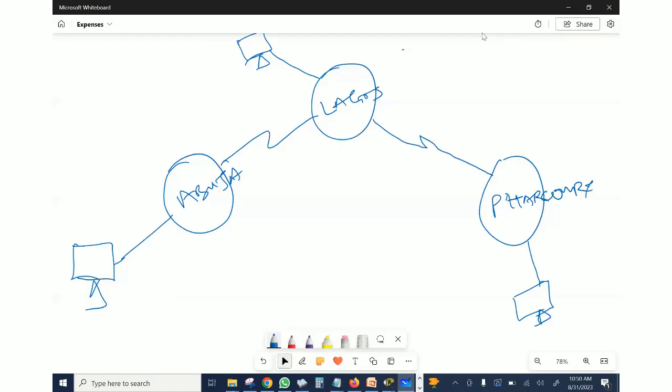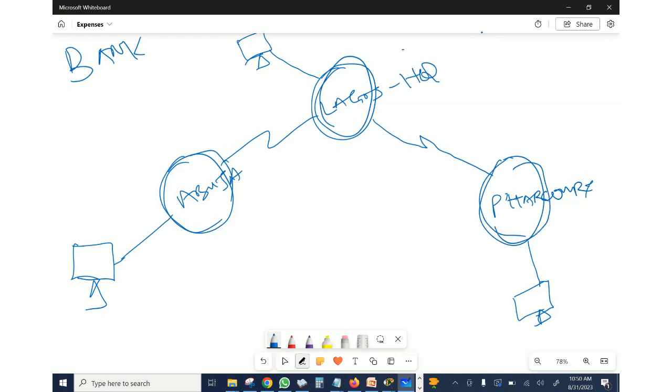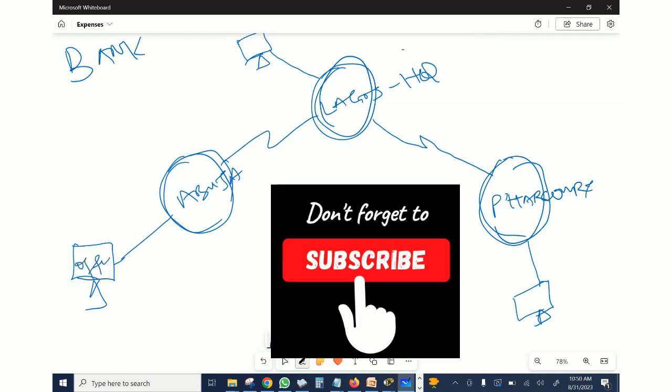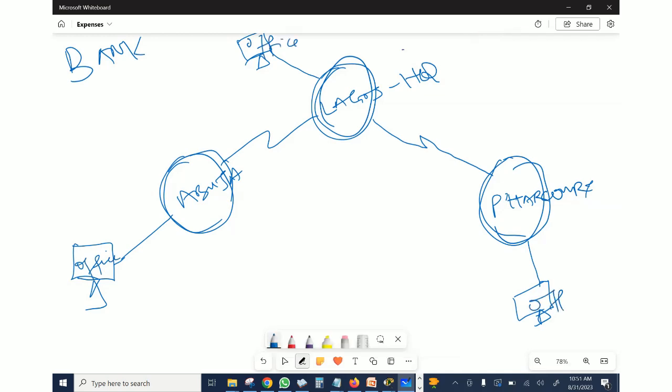Let me quickly draw a network diagram. Let's assume this is a bank, for instance, and the bank has just 3 branches. It can be any organization. They have a branch in Abuja, they have a branch in Lagos, let's say Lagos is the headquarters, and they have a branch in Port Harcourt. I use this system to represent people in the offices in each of the branches. They can be 50, they can be 100 in each of the branches.